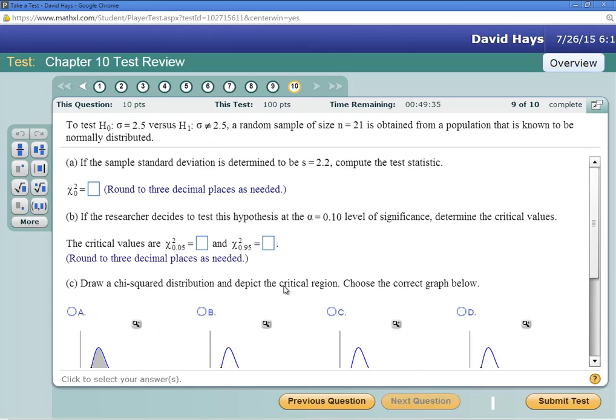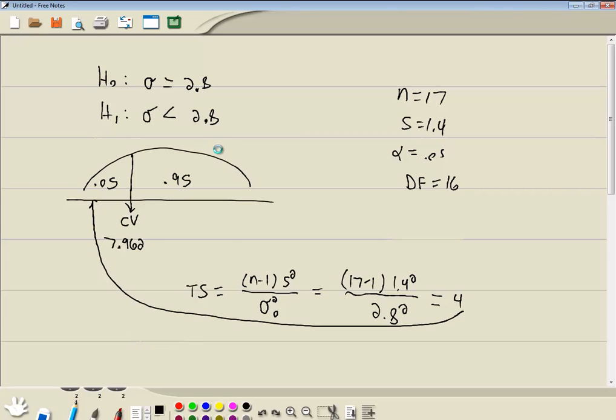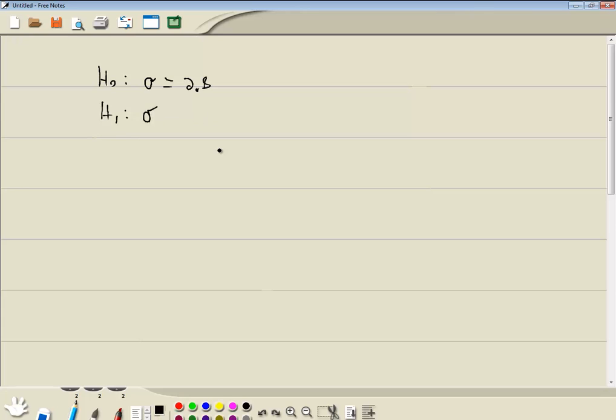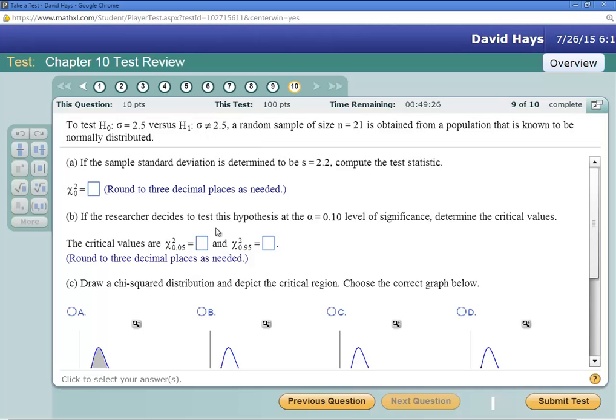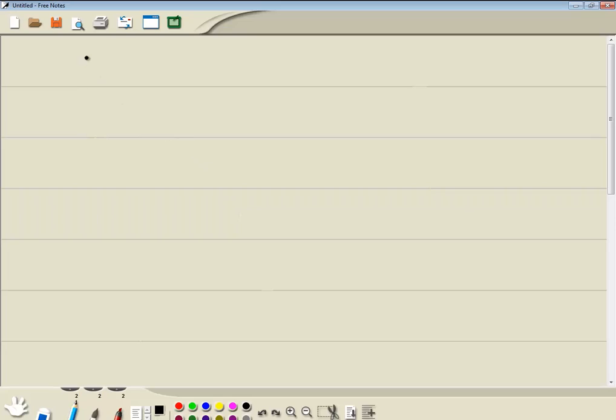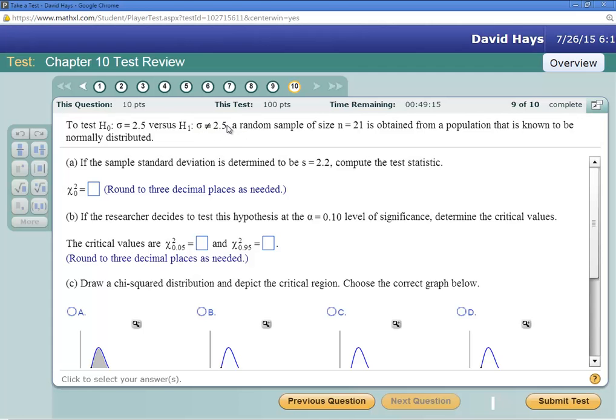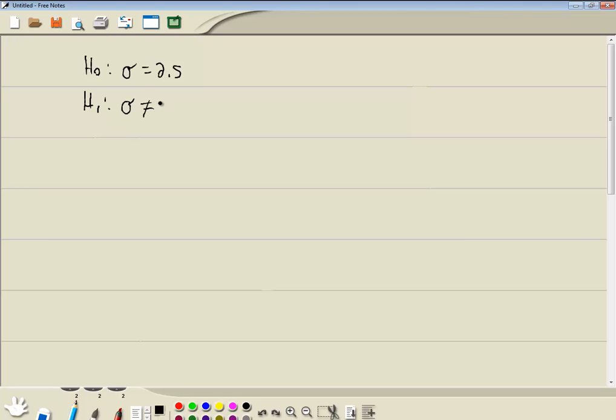Last problem, then we'll see how close I read everything. Okay, H naught is sigma equal to 2.5, and H1 sigma is not equal to 2.5. And it's going to be a two-tail, of course, because it's not equal to. Alpha is 10%. So we'll split 10% in our tail. There's 5% there, 5% here. 10%'s in the tail, then 90%'s in the main body.